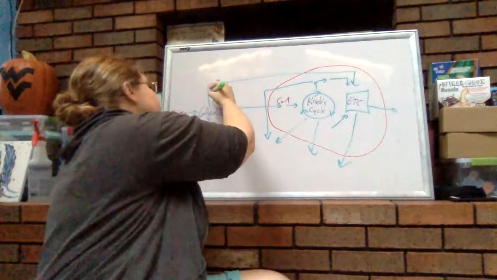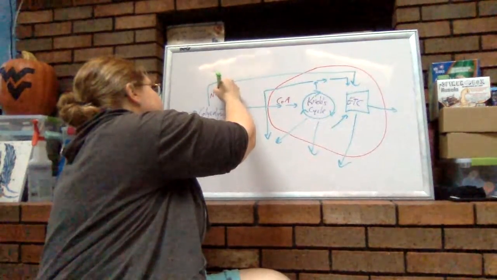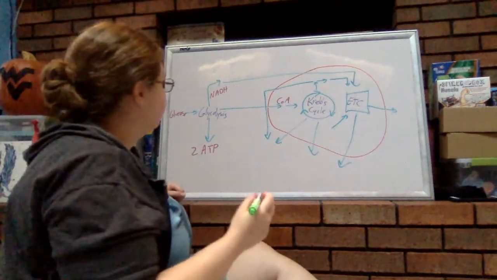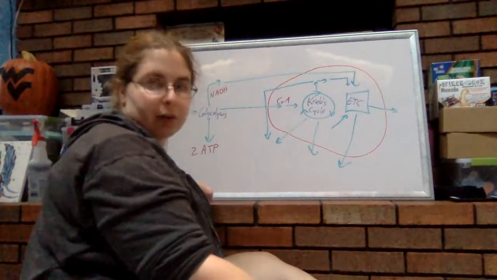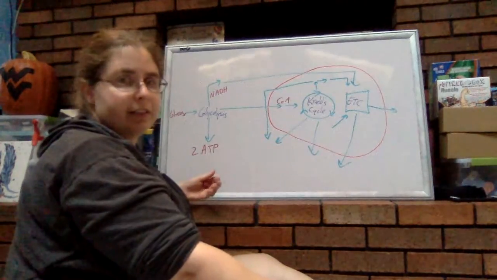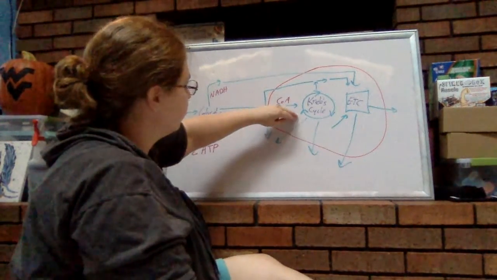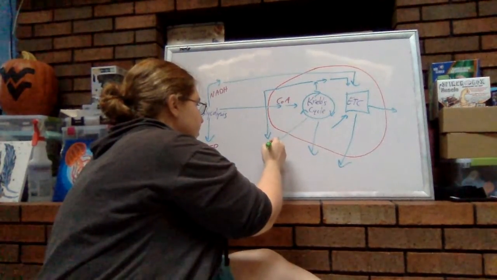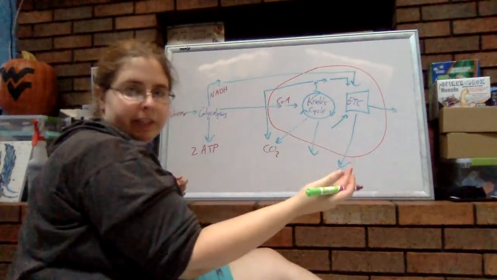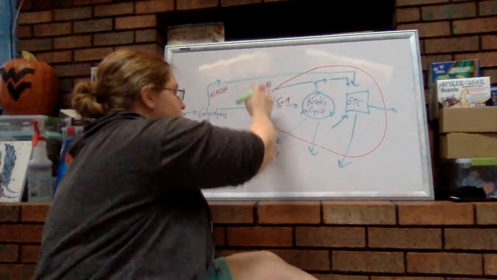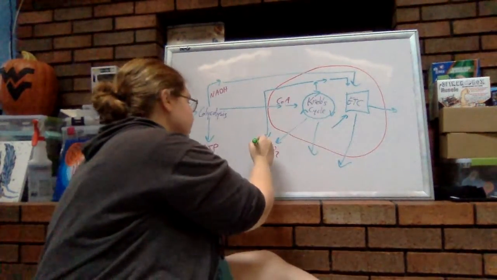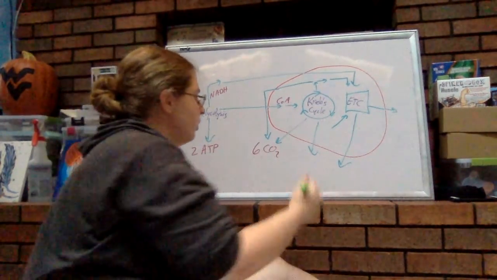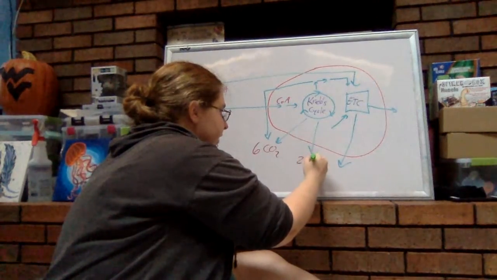We also make some electron carriers. So those are going to go all the way to the electron transport chain. They are the electron taxis. All right, so we go to the Krebs cycle. We end up making some carbon dioxide from the first pyruvate. We also make some carbon dioxide from the second pyruvate, giving us a total of 6 carbon dioxide molecules as our waste. We also make 2 ATP from it.